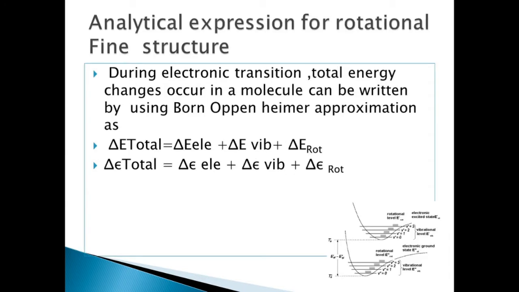To write the analytical expression for the rotational fine structure during electronic transition, the total energy change in a molecule can be written, by using the Born-Oppenheimer approximation, as the sum of the change in electronic energy, the change in vibrational energy and the change in rotational energy. Here we use epsilon because in spectroscopy we use epsilon to express the energy term instead of capital E. So the same energy expression is expressed in epsilon.